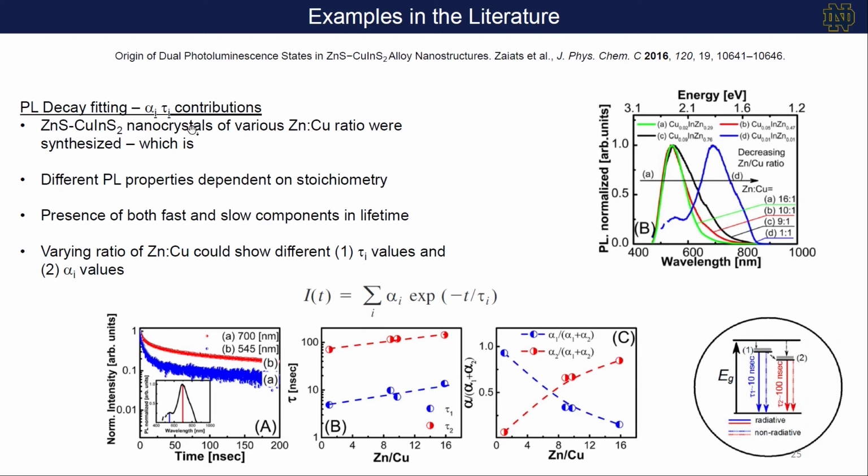In this case, these nanocrystals were synthesized with a varying zinc to copper ratio. You can see here in the steady state PL, the PL trace can shift quite a bit if you change the ratio of zinc to copper. For this 1-to-1 stoichiometry, you have a red emissive state and a more blue-shifted emissive state. So two very different states here that are emitting.